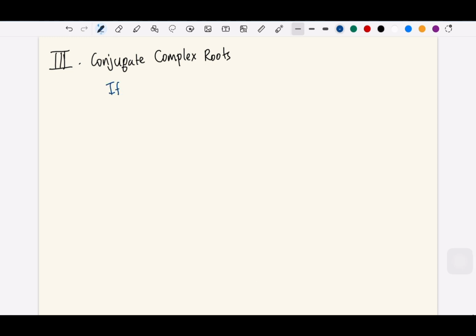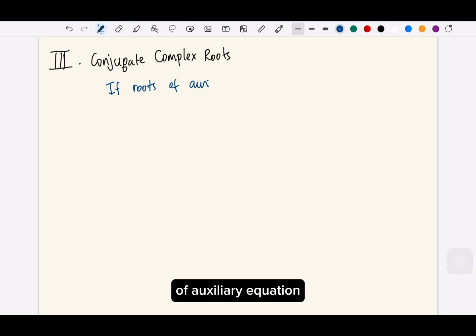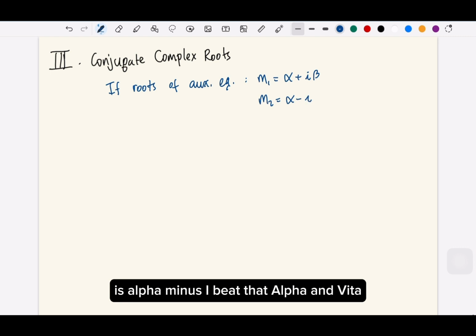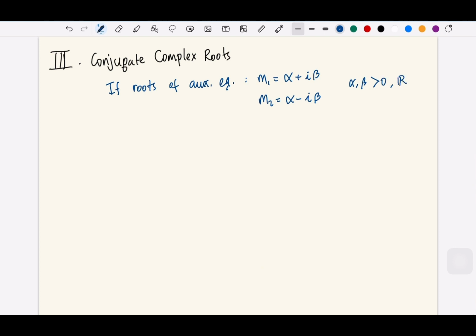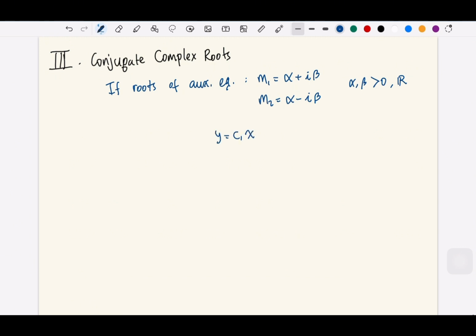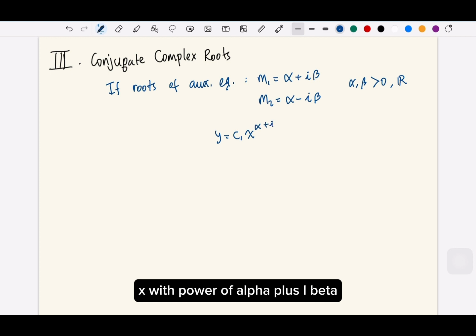So if the roots of the auxiliary equation are in the form m1 is alpha plus i beta and m2 is alpha minus i beta, where alpha and beta are both positive and real numbers, then our proposed solution is c1 x to the power of alpha plus i beta plus c2 x to the power of alpha minus i beta.